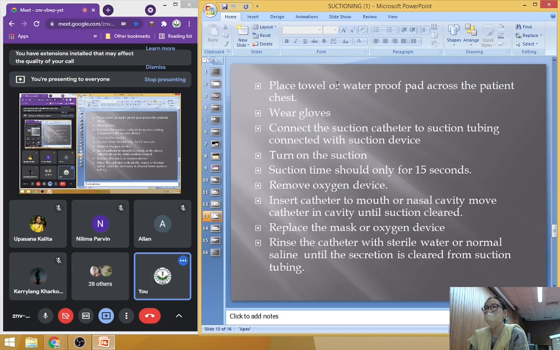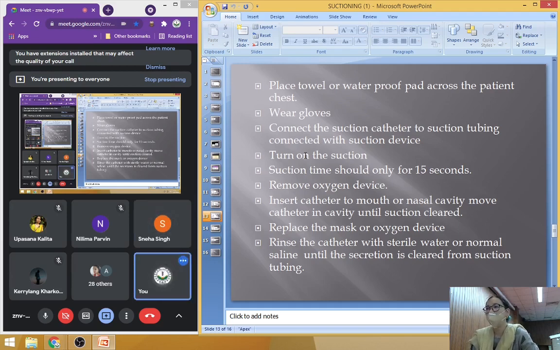Then you will place a towel, or a waterproof towel with Macintosh, across the patient's chest. Wear gloves. Then we will connect the suction catheter to the suction tube connected with the suction device. Then turn on the suction. If the person is on oxygen, we have to remove the oxygen when we are doing it. So we have to give 100% oxygen for at least some time, then remove the oxygen, then proceed for up to 15 seconds, because otherwise during suctioning oxygen is deprived.